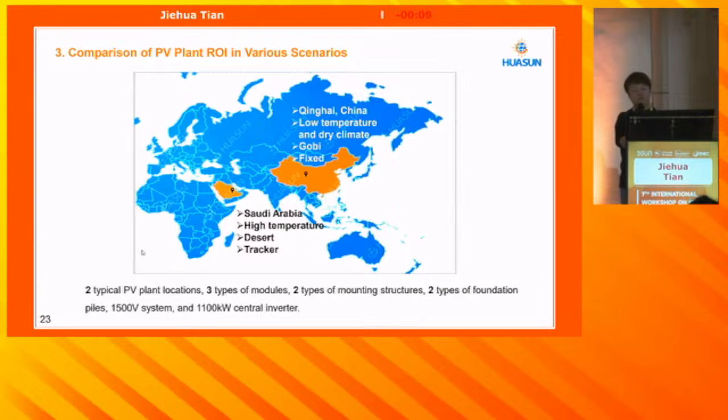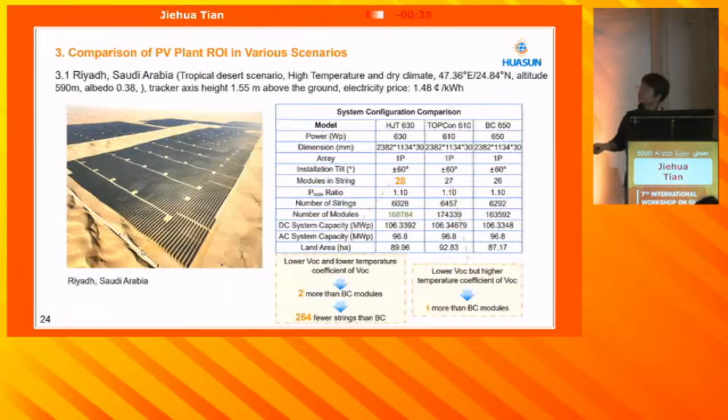In this part, we choose two typical locations: Qinghai in China and Riyadh, Saudi Arabia. Three N-type modules, two mounting structures, fixed and tracker, and two foundation types, and all of the accessories use a 1500-volt system and 1100 kilowatt inverter. Riyadh is a typical desert scenario with high temperature and dry climate. This table shows the system configuration.